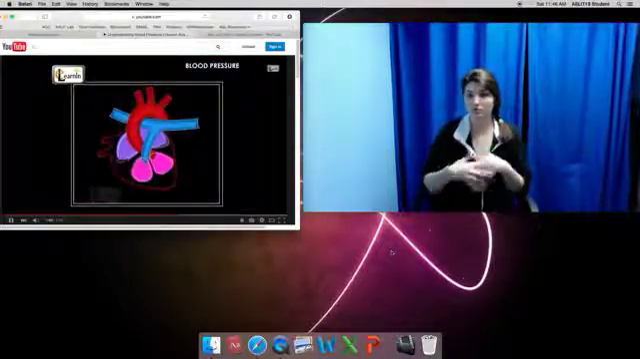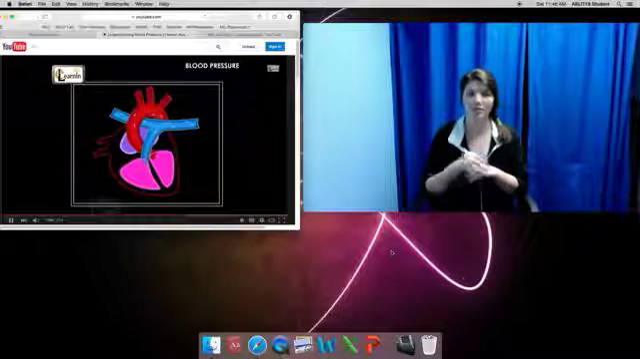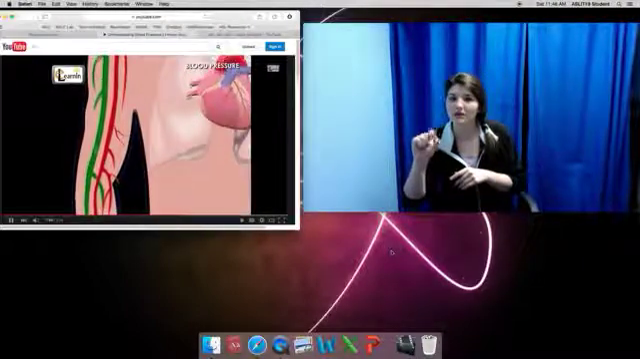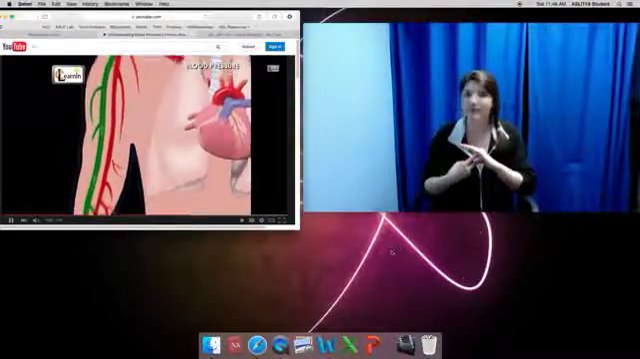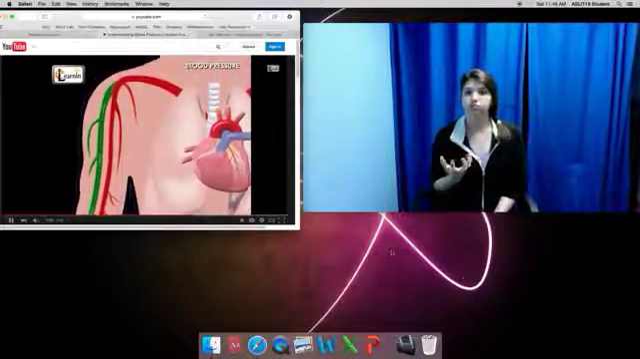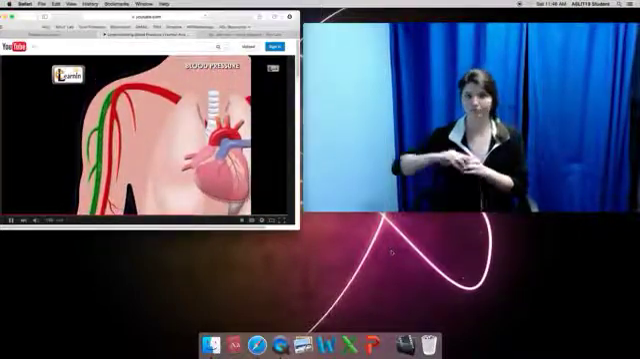When the diastole occurs, more blood is pumped by the heart. The blood vessels return to the normal diameter and maintain blood pressure at a lower level. This is diastolic pressure.